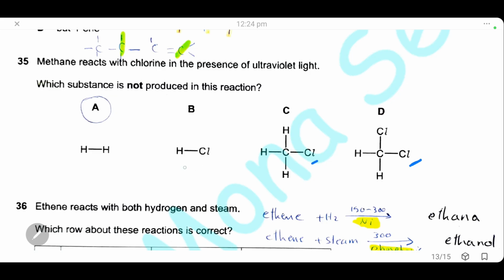So the one that is not produced is A. Hydrogen gas will not be produced in the substitution reaction of methane by chlorine. The answer is A.